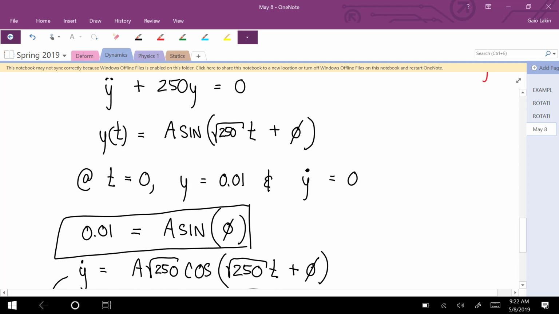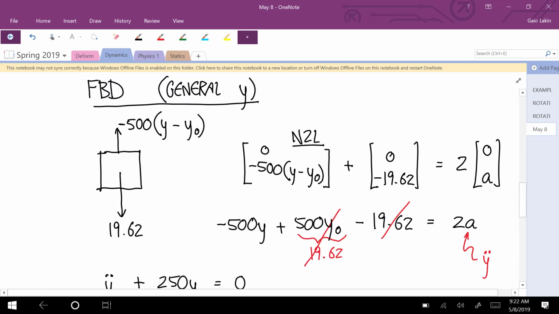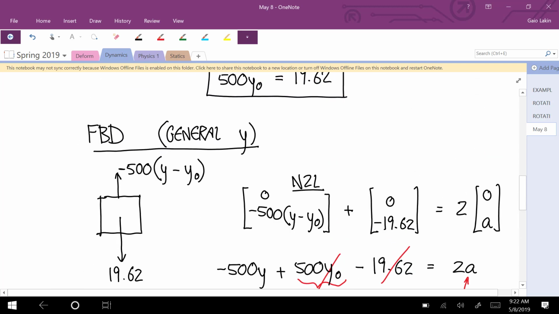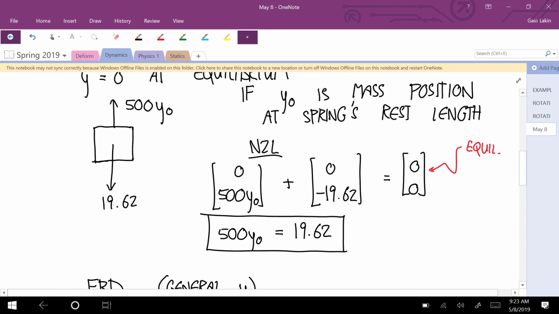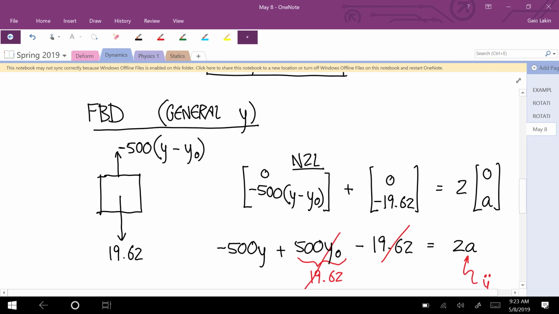Yeah. You set the y of 0 force equal. When you set it equal to the force of the actual, that should represent equilibrium. So this part where I'm crossing out 500y0, yeah.